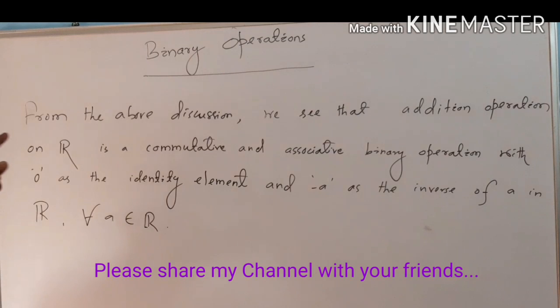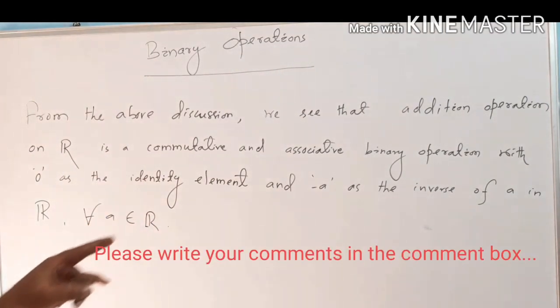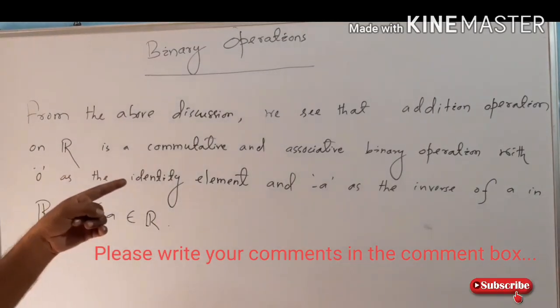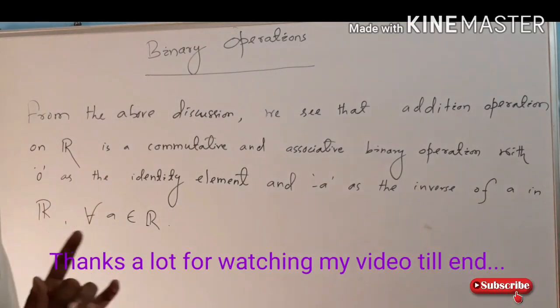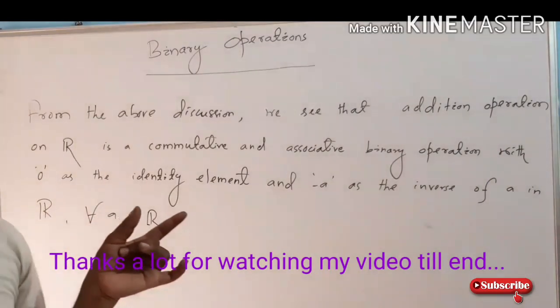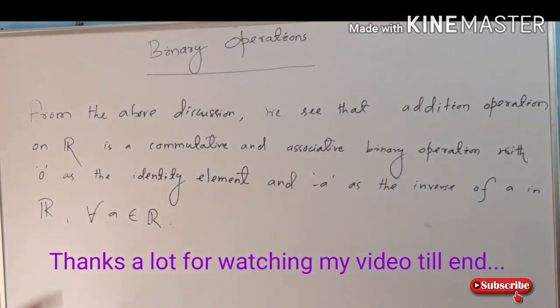From the above discussion, we see that the addition operation on the set of real numbers R is a commutative and associative binary operation with 0 as the identity element and minus A as the inverse of A in R for all A belongs to R.